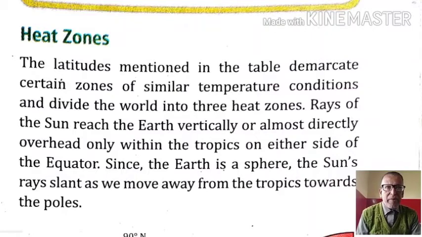The latitudes mentioned in the table demarcate certain zones of similar temperature conditions and divide the world into 3 heat zones. Rays of the sun reach the earth vertically or almost directly overhead only within the tropic or on either side of the equator. Since the earth is a sphere, the sun's rays slant as we move away from the tropics towards the poles.